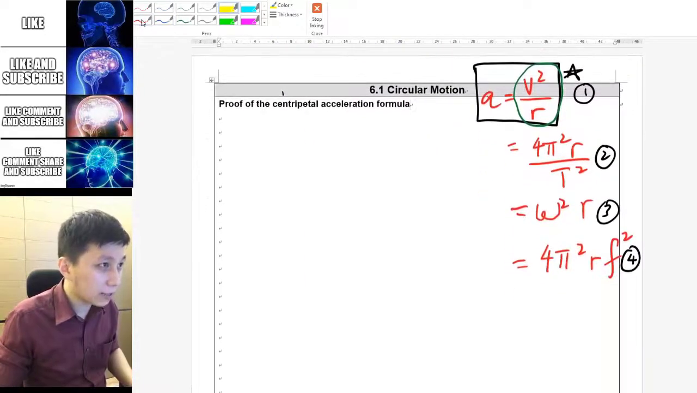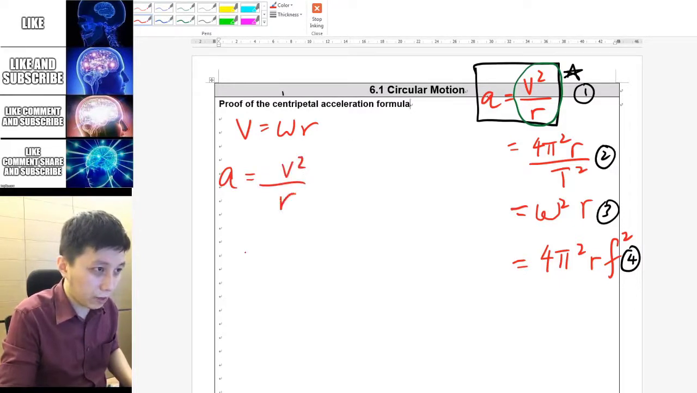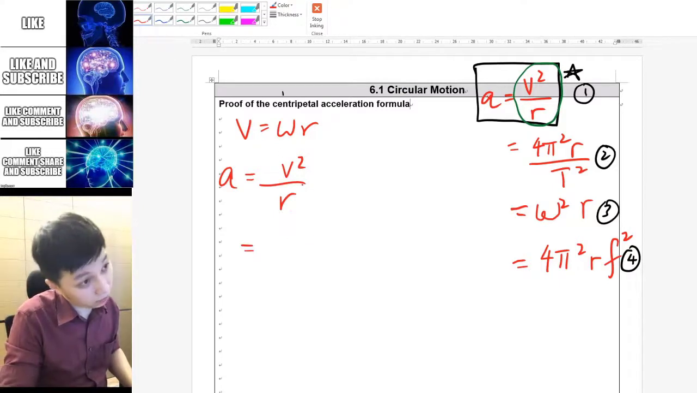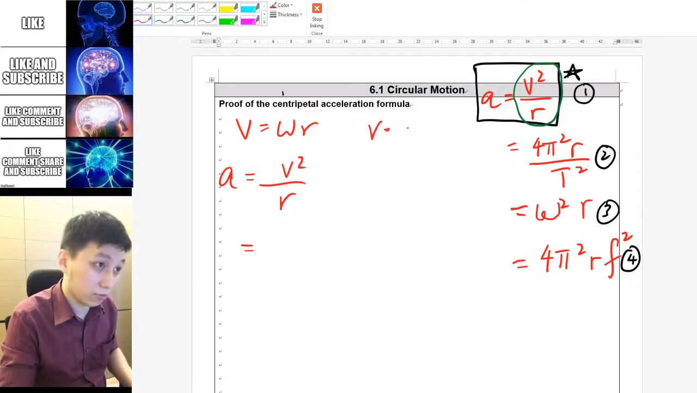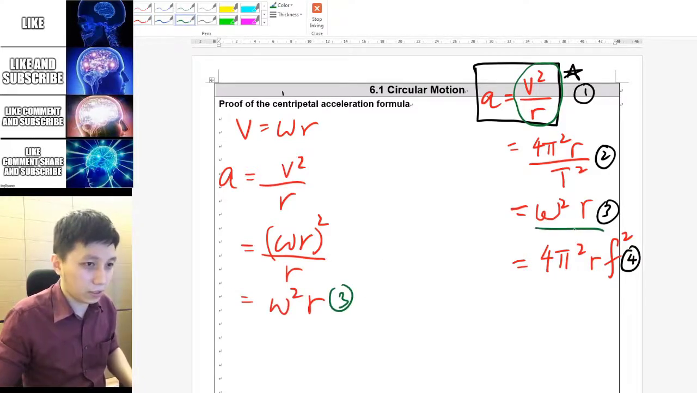So if you can apply that, let me write again here, then very easily, by the first equation that we proved, V squared over R, you can substitute V equals omega R into it. So simply (omega R) squared over R, and so you get omega squared R squared over R, then that will be omega squared R. So this will be equation 3 that we have here. Okay, so this is done.